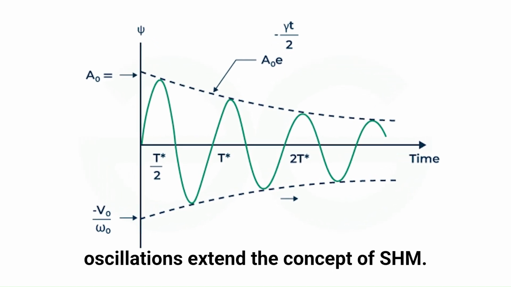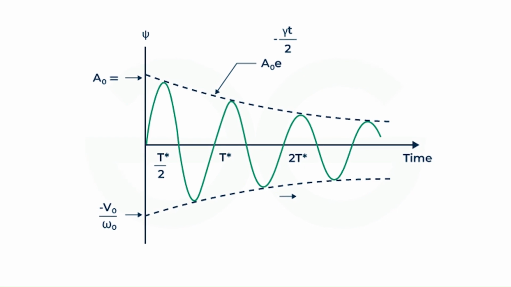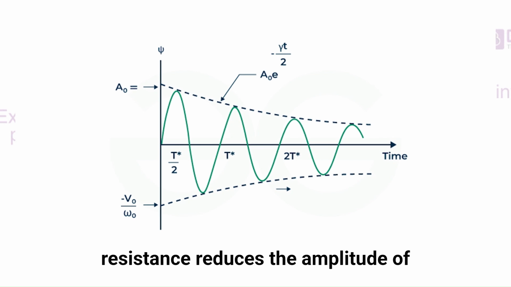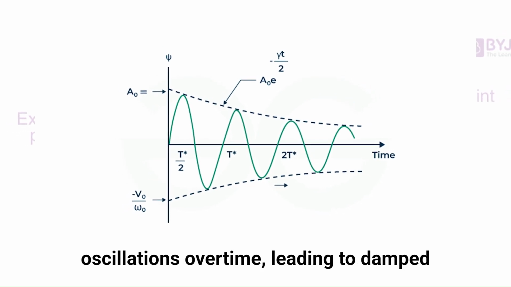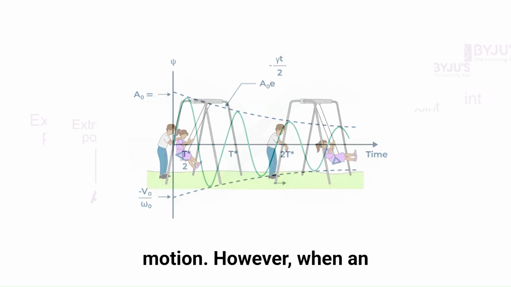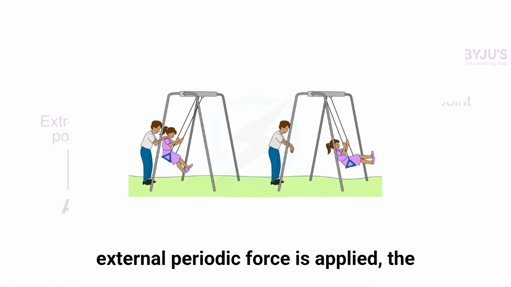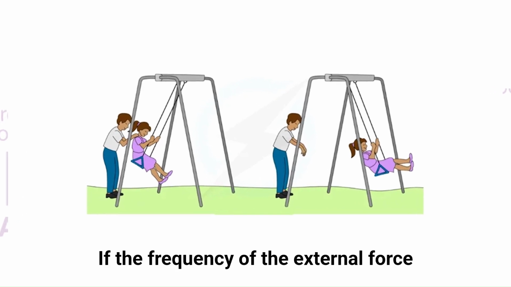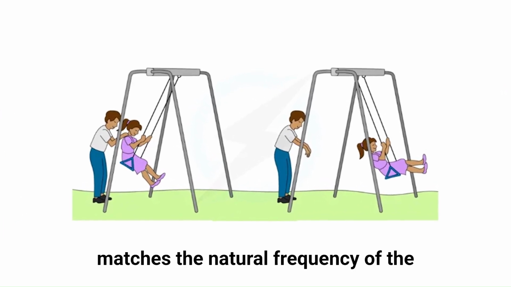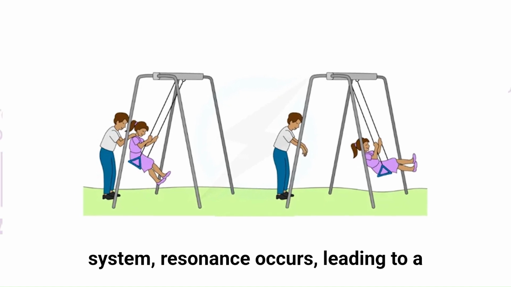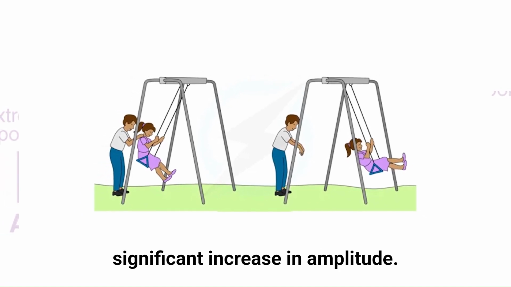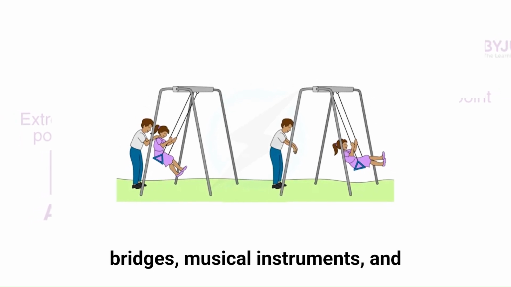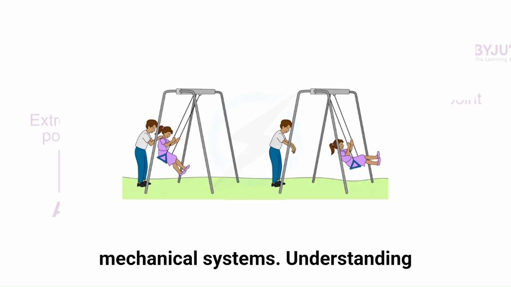Damped and forced oscillations extend the concept of SHM. In real-life situations, friction or resistance reduces the amplitude of oscillations over time, leading to damped motion. However, when an external periodic force is applied, the system undergoes forced oscillations. If the frequency of the external force matches the natural frequency of the system, resonance occurs, leading to a significant increase in amplitude. This phenomenon has applications in bridges, musical instruments, and mechanical systems.